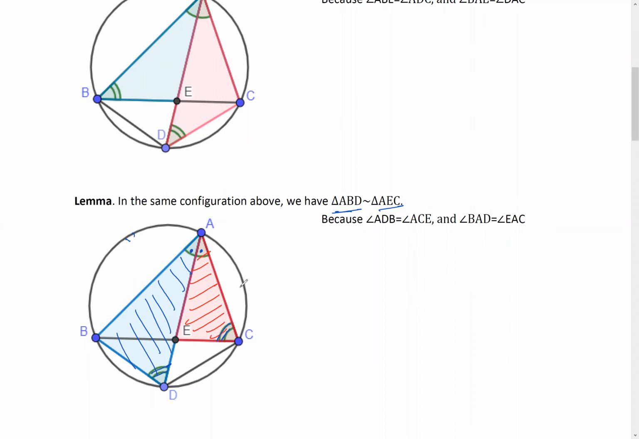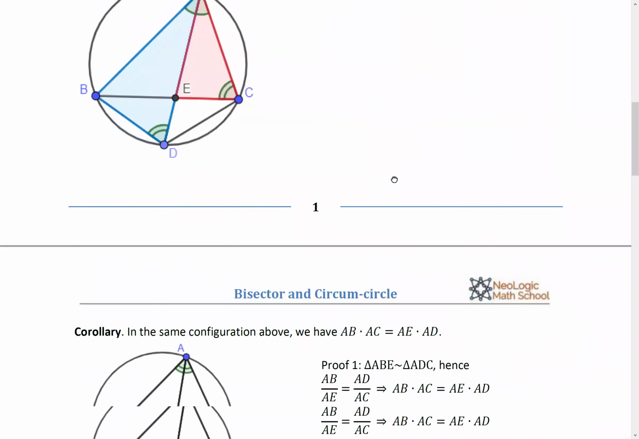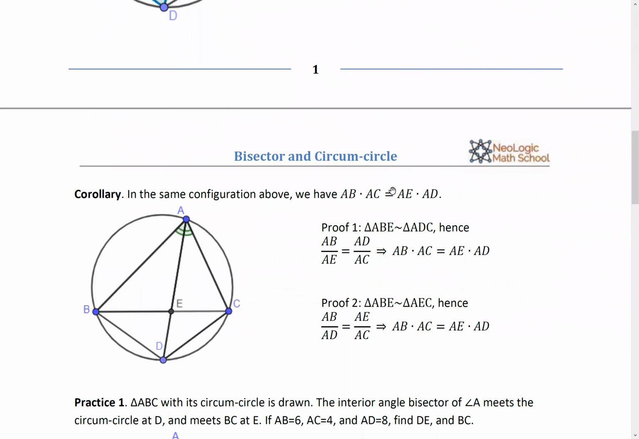Now, having similar triangles not only indicates something about angles, but also something to do with ratios of the size of the triangles. Let's see a very direct application, which is this. I found this formula to be very useful, so pay some attention. AB times AC equals AE times AD.